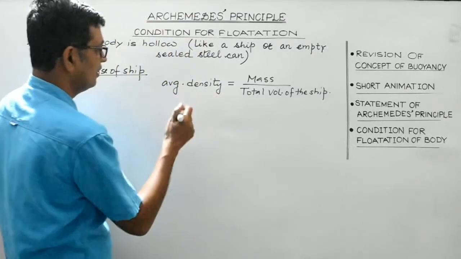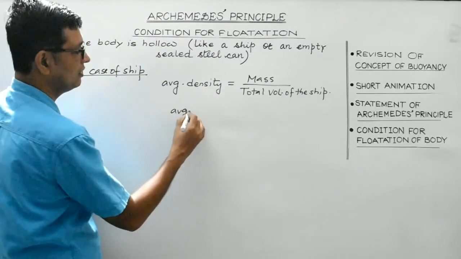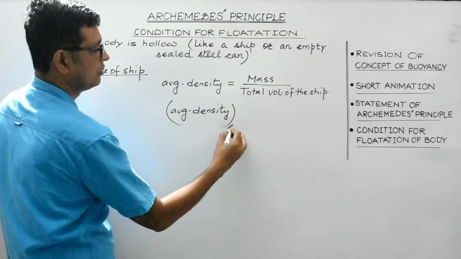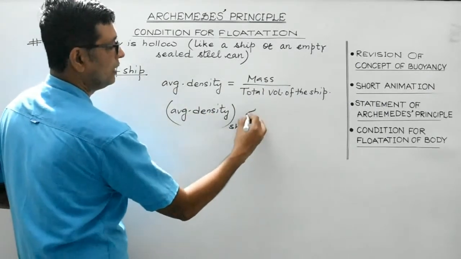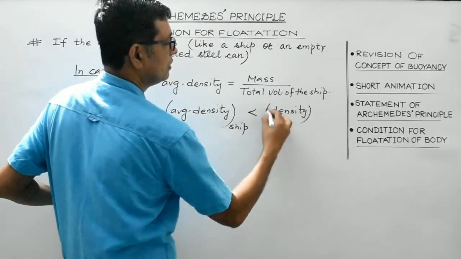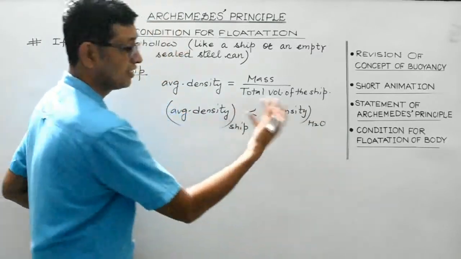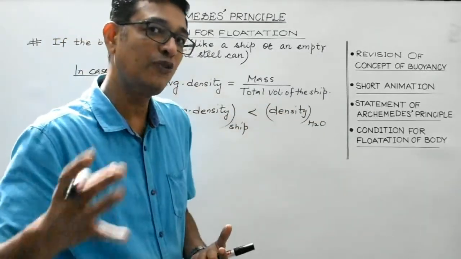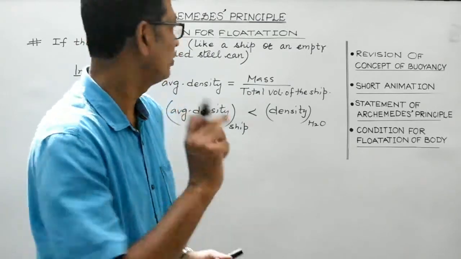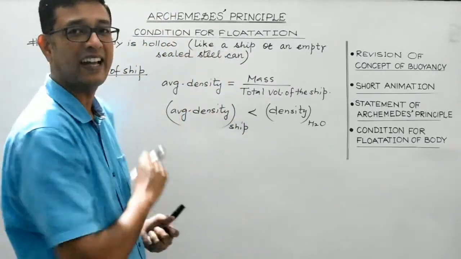So as a result, the average density of the ship is found to be less than the density of water. And as a result, the ship is able to float on water. Clear, students? Similarly, you can take the example of sealed steel tank.